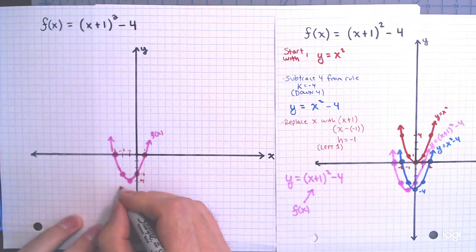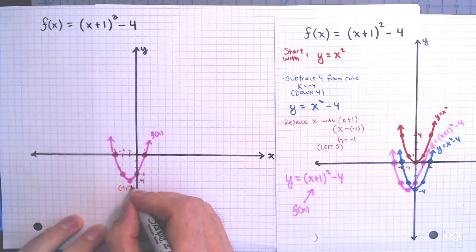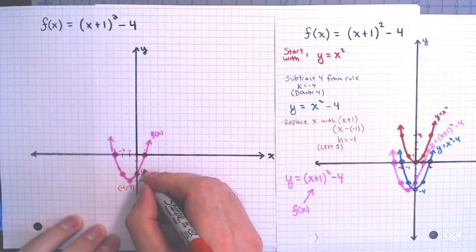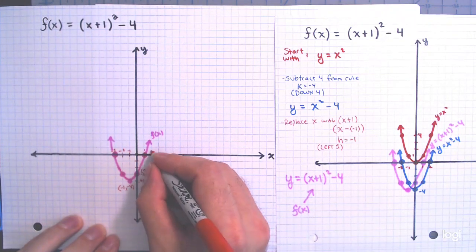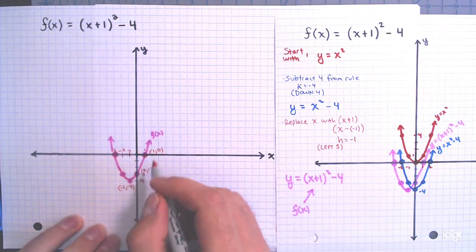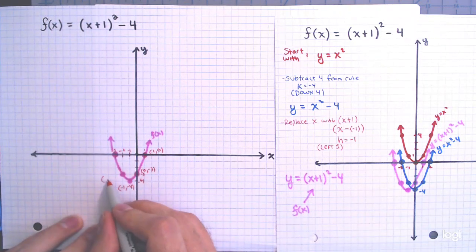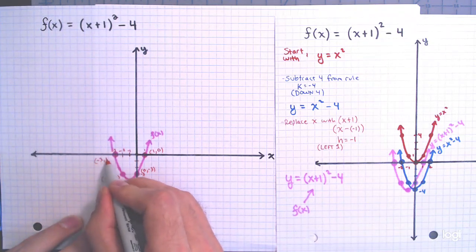And labeling some of these points. Here's -1 for x, -4 for y. 0 for x, -3 for y, 1 for x, 0 for y, and again you can label the others. I'll do it. Right? -2, -3, and -3, 0.